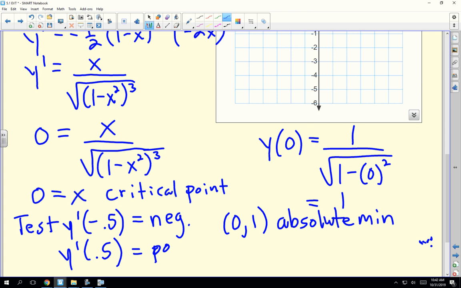positive. And so it's going like this, guys. Negative to positive, so that tells me it's got to be a min. But we haven't gotten there yet. That's in the next section where they talk about the test.